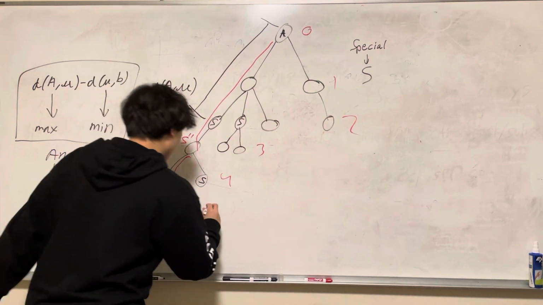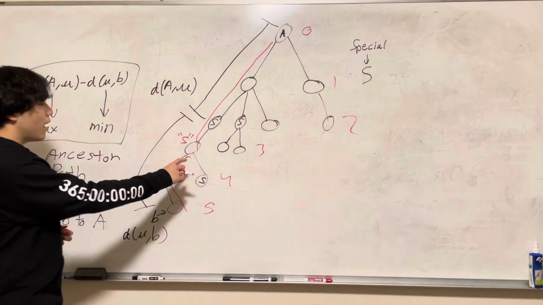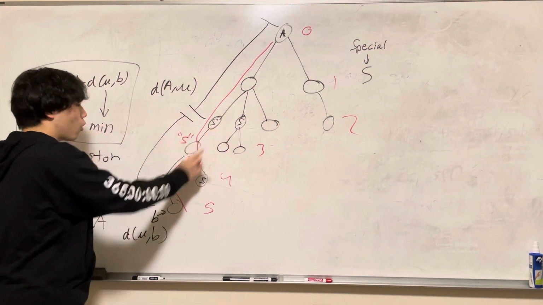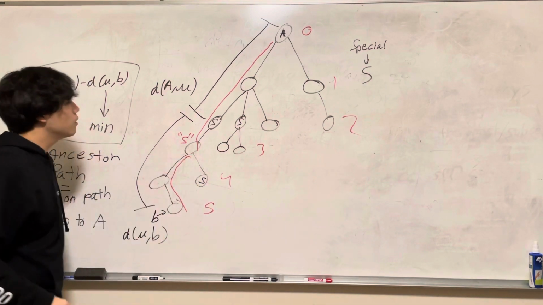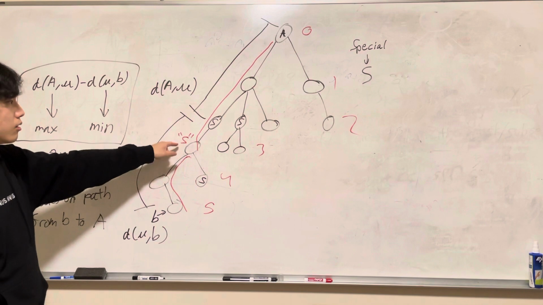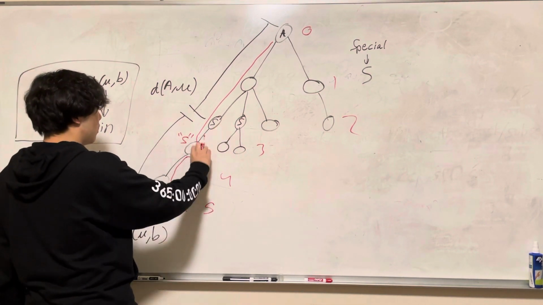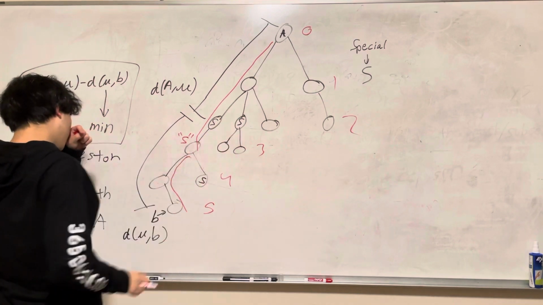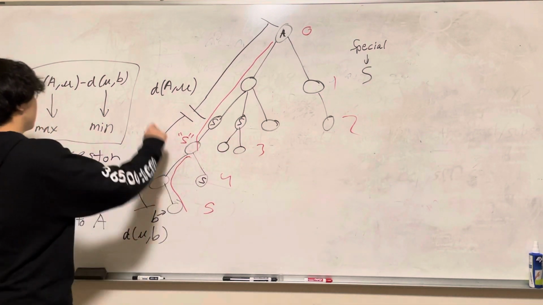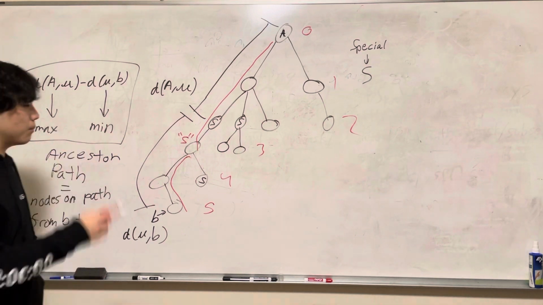We want to look at the ancestor path and take the node with the highest depth such that it's either a special node or it contains a special node in the subtree. So in this case, if this was B, we only have to consider this node over here because this has a higher depth than this special node over here, meaning that this quantity will always be bigger. So that's how you handle the second case for this problem.